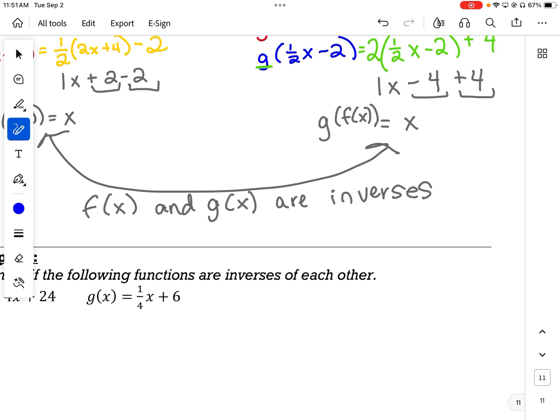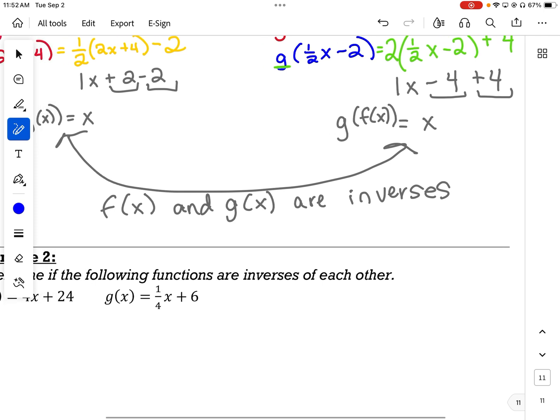So all we had to do was the composition of both. Since they both equaled x, they are inverses of each other. That's all we had to show.